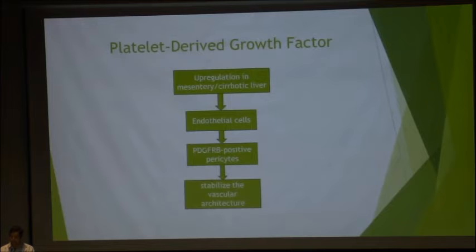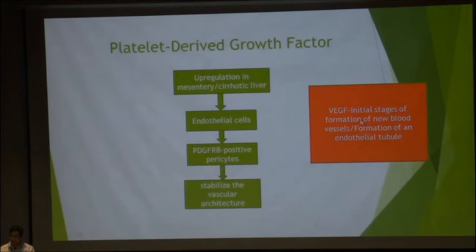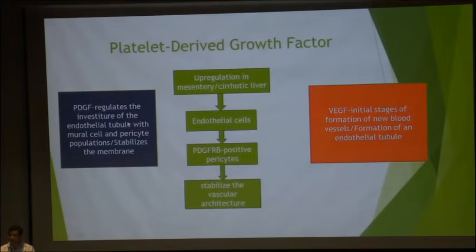Coming to the next one, which is the platelet-derived growth factor. Here there is upregulation in the mesentery. There are endothelial cells, which then cause the recruitment of pericytes, thereby forming the vascular architecture. The reason why platelet-derived growth factor is important is because, as I discussed earlier, VEGF is involved in the initial formation of blood vessels, formation of the endothelial tube, and the sprouting. Platelet-derived growth factor acts on the later stages of angiogenesis. So it acts on the stabilization of the endothelial tube. It also stabilizes the membrane which is formed.